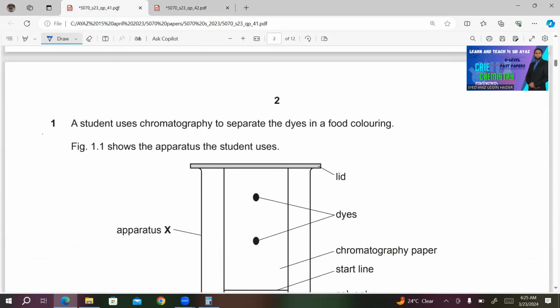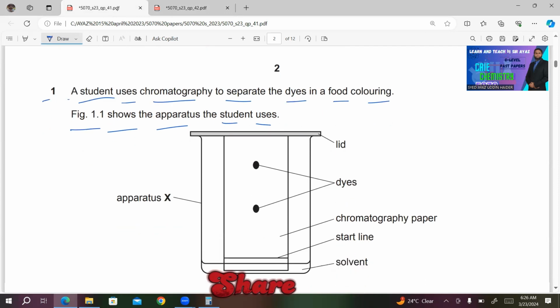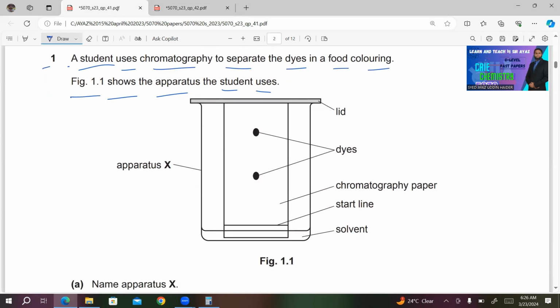Here's question number 1. A student uses chromatography to separate the dyes in a food coloring. Figure 1.1 shows the apparatus the student used. Here is apparatus X, which is a beaker. You have solvent, you have start line, chromatography paper, you have spots for the dyes, and there's a lid to prevent the loss or evaporation of the solvent.